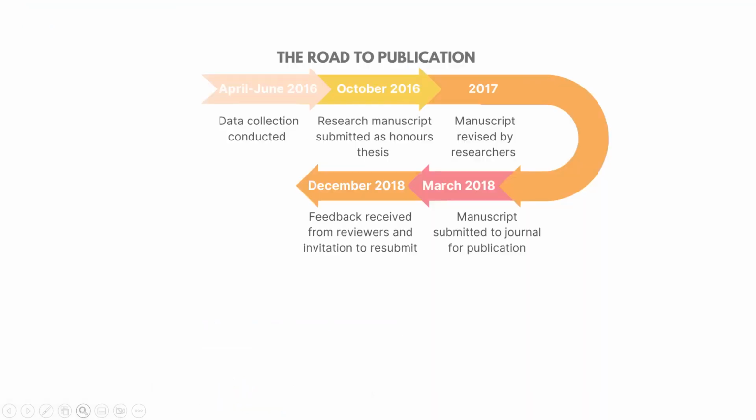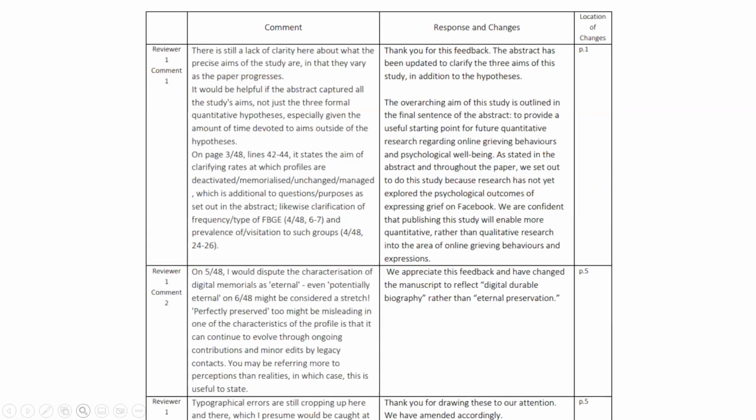So feedback was received in December 2018, and the feedback required quite a few additions and changes. Here's an example of the authors replying to the comments. So filling out a table showing, here was the comment by a reviewer, here's our response to it. Usually there's a thank you for each response, and here's where the change can be found in the revised manuscript.